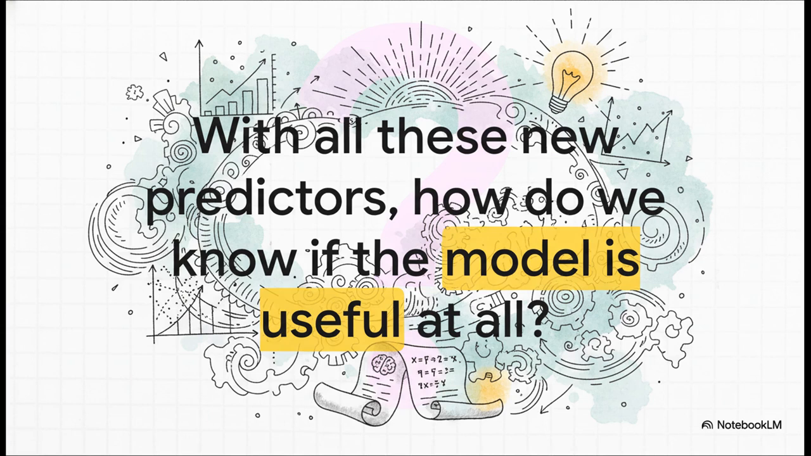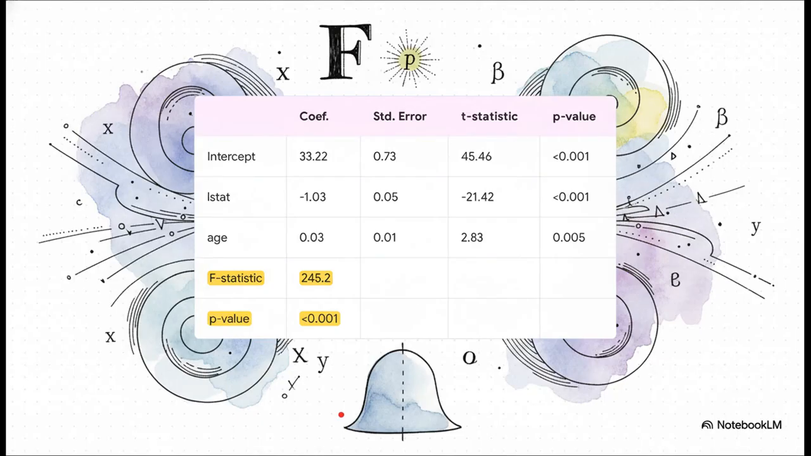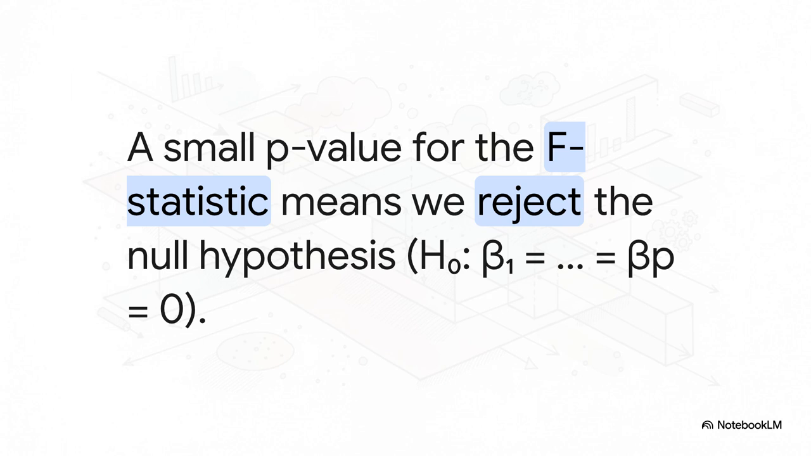Okay, we've added all these new predictors, but is the model as a whole even useful? That's where the F statistic comes in. It tests if all our coefficients are just 0. And look at this, a huge F statistic and a tiny p-value. That's exactly what we want. That tiny p-value tells us that, yes, at least one of our predictors actually matters.